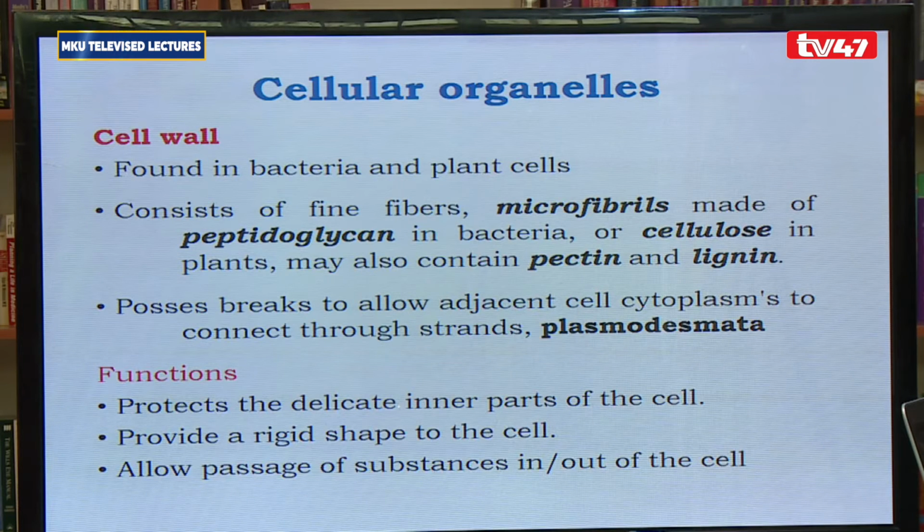They are made up of microfibrils, which are like fibers, made from different materials in different organisms. In bacteria, it is made using peptidoglycan, which I think would be a protein mixed with a carbohydrate. In plants, we have cellulose, which is a carbohydrate, making up the cell wall. And also in certain plants, you have other compounds such as pectin and lignin. These are mostly to harden the cell wall.